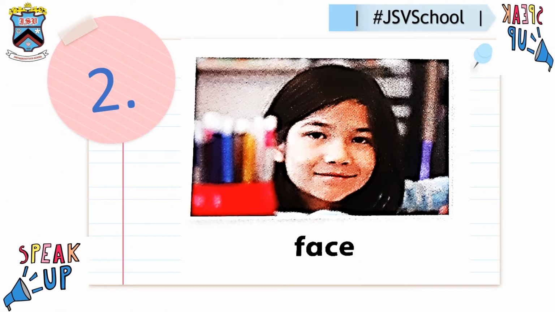Our vocabulary number two is face. What's our vocabulary number two? Face. Okay, number two, face. Let's spell the word face. F A C E. Face. What's number two? Face. Very good. Let's go to number three.